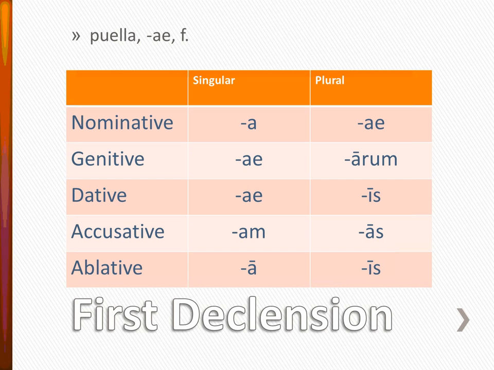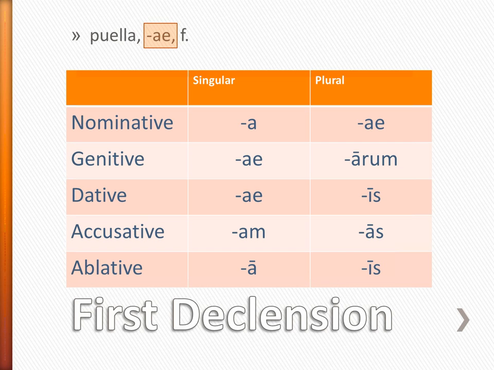For the first declension, in the dictionary it'll always have an AE as the second form of the word, so puella, puellae, and then it says the gender, puella is feminine. The endings help you tell in the sentence what it does.